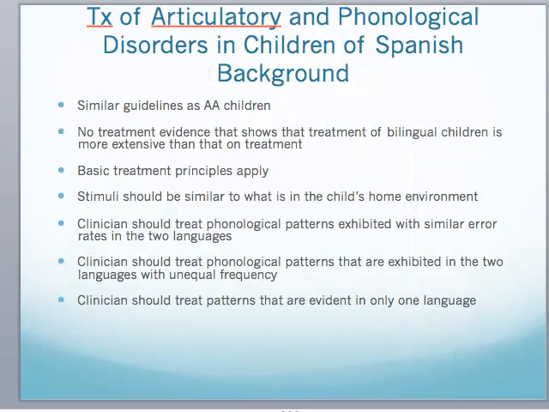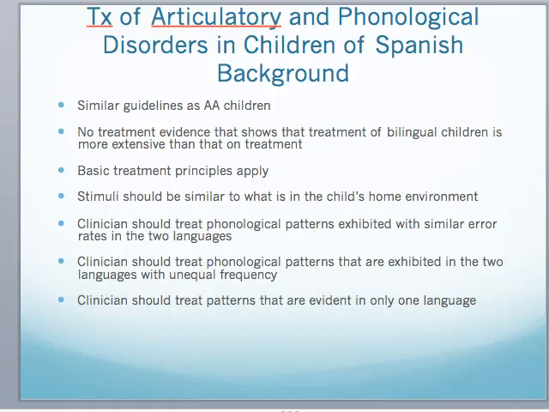So, therapy of articulatory and phonological disorders in children of Spanish background. We need to consider similar guidelines as for African American children. There is no treatment evidence that shows that treatment of bilingual children is more extensive than that of treatment of children who just have one language for articulation. The basic treatment principles will still apply.